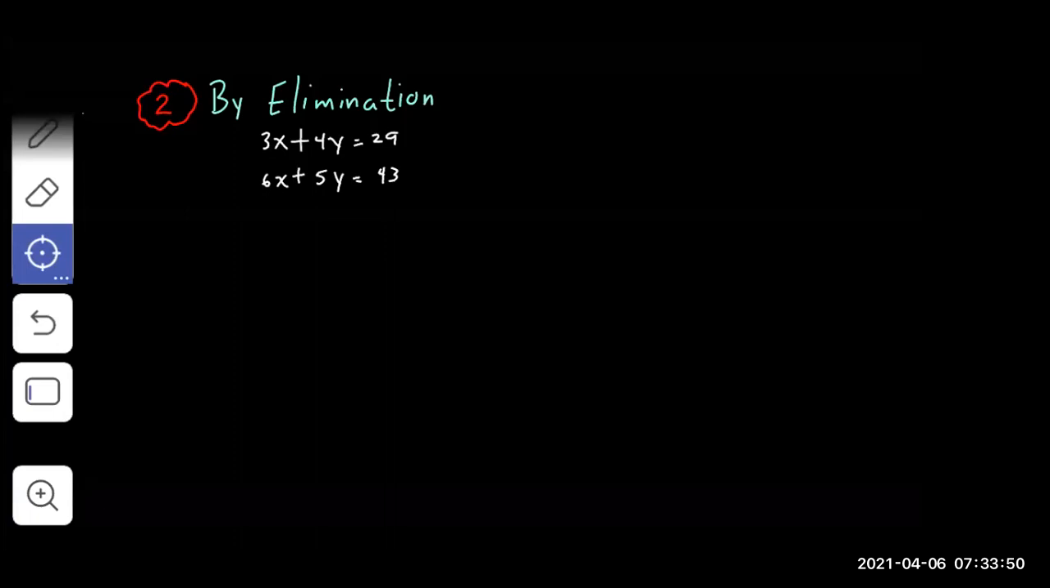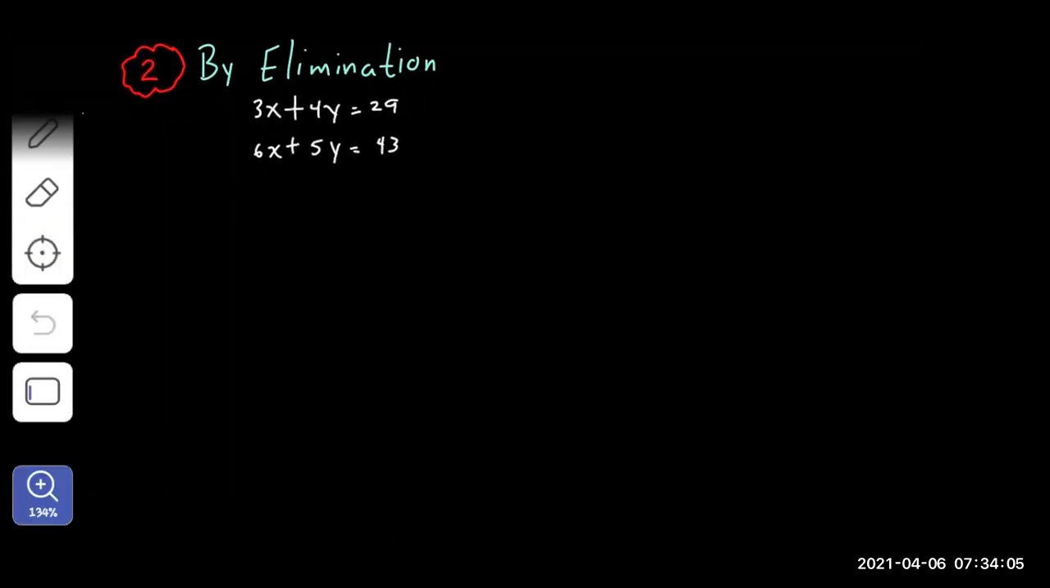Okay, let's focus on this. We're gonna use elimination to solve this system of linear equations, two variables, two equations. This is elimination. What we're gonna do is eliminate. What we're gonna eliminate, guys, you know that. Let me zoom in just a little bit here.